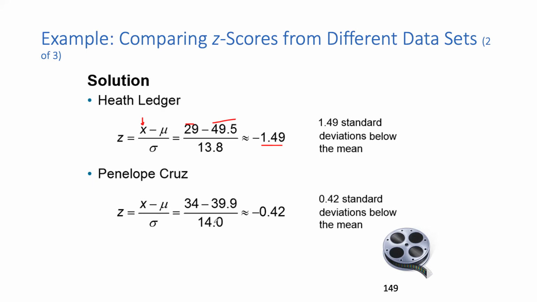Similarly, Penelope Cruz was 34 years old, the average best supporting actress is about 39.9, and the standard deviation is 14. So it tells us that Penelope Cruz's z-score was negative 0.42, so 0.42 standard deviations lower. She was younger than the average person who won. Both of them are younger, but relative to all their peers who won, Heath Ledger is much, much younger than Penelope Cruz was relative to the typical value, right?